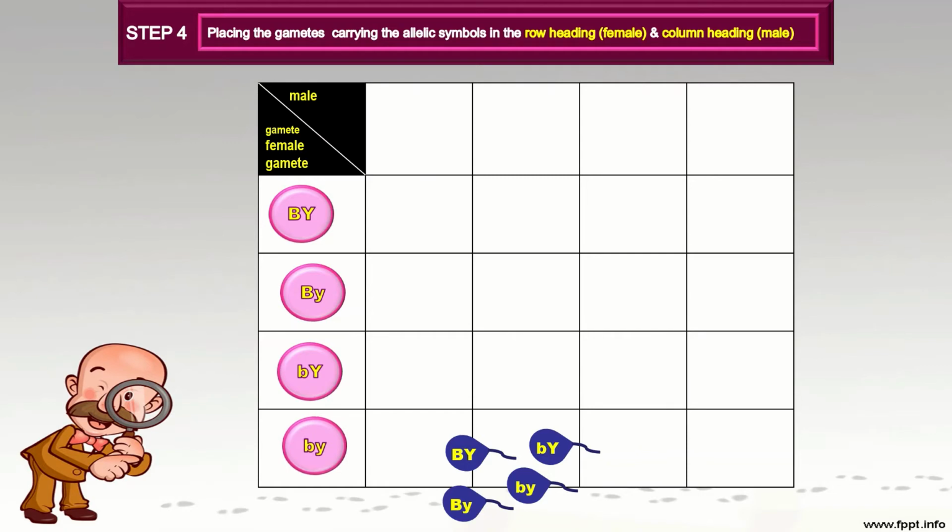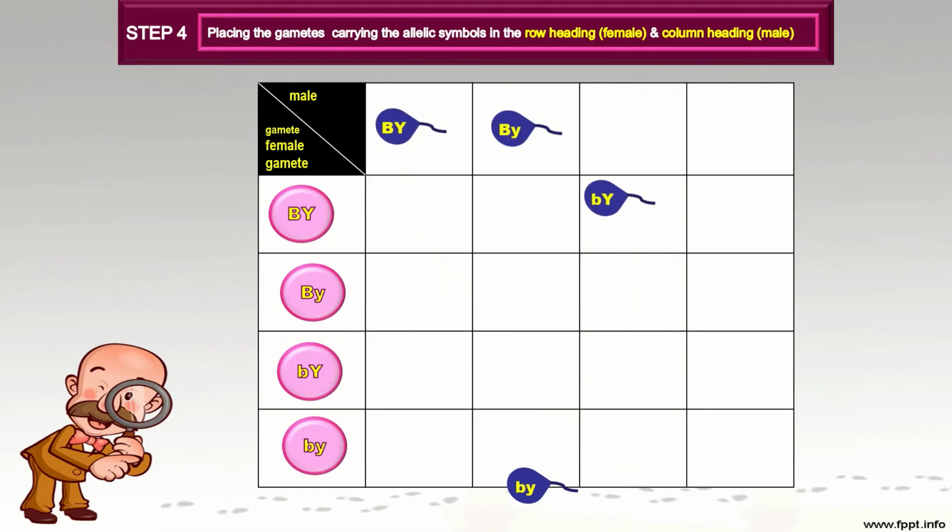Since there are four possible combinations from each of the parents, we'll have a 4 by 4 Punnett square resulting in 16 possible combinations. So if we take the percentage, you'll just have to do a little math. Each box is around 6%. That's 100 divided by 16. Okay?